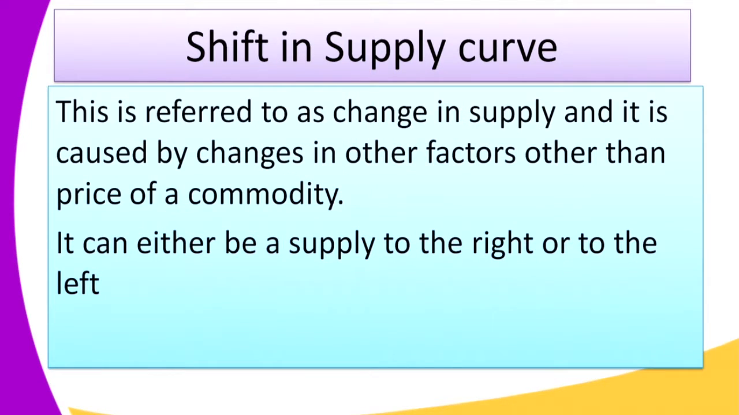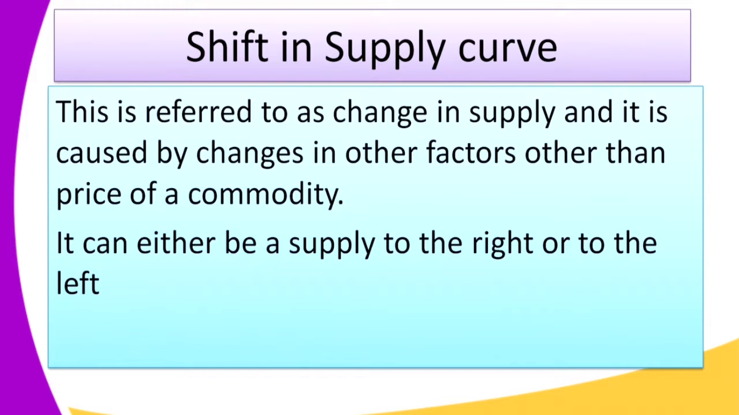Let's now look at shift in supply curve, and this one is referred to as a change in supply, and this is caused by changes in other factors affecting supply apart from prices. Please note that movement along the supply curve is caused by only changes in price. So, changes in price do not cause a shift in the supply curve, but it is caused by other factors other than the price of a commodity.